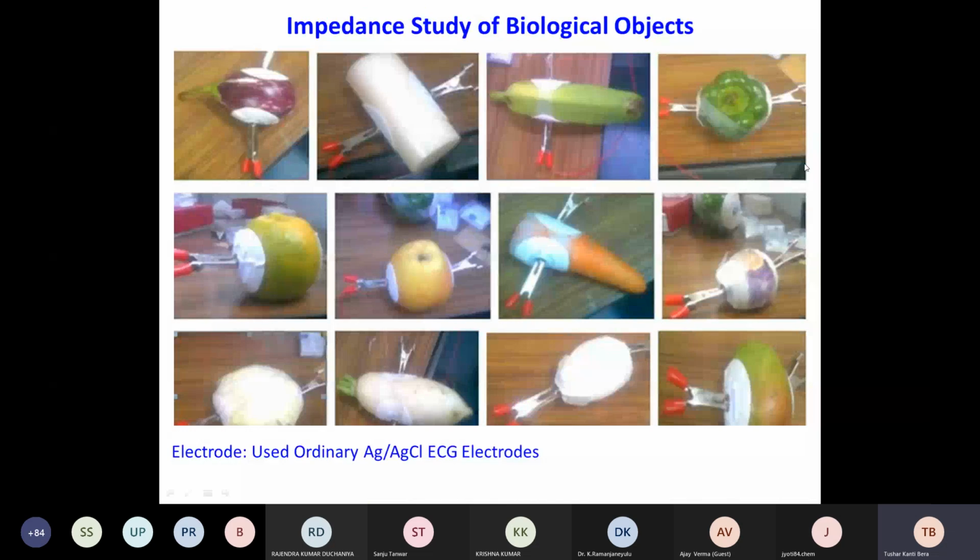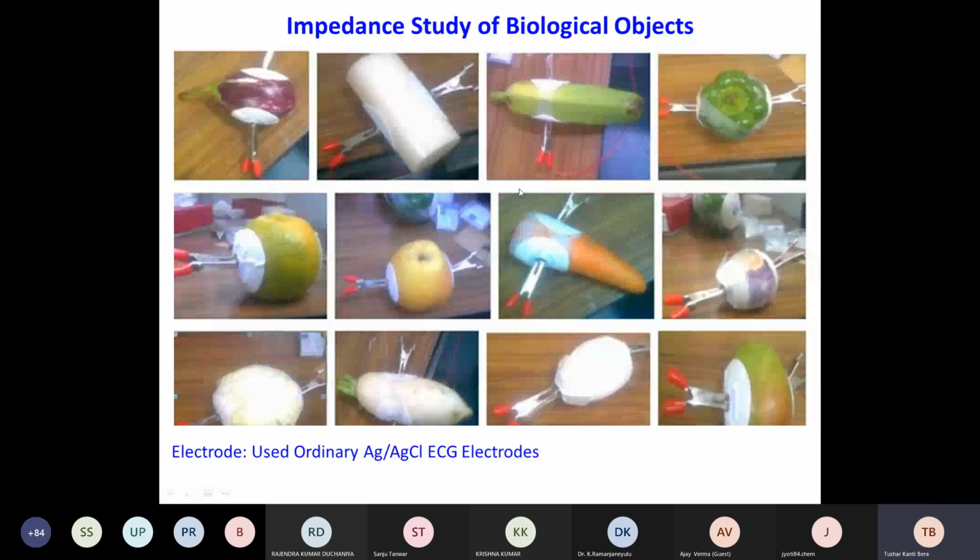So a few experimental images are shown here where the fruits are examined, whether they have a sufficient amount of water or not. And we have seen that the impedance of cucumber and potato are all different from species to species.